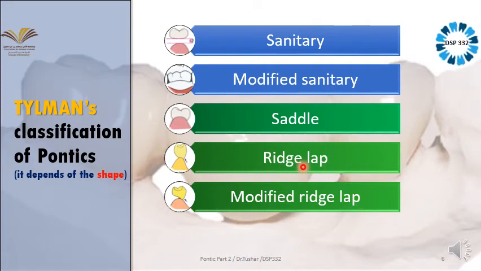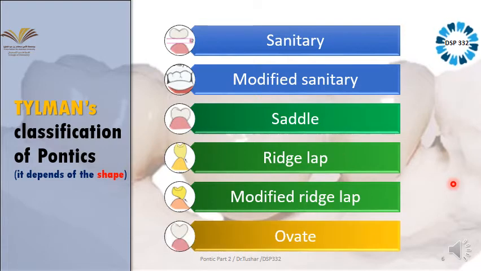After that, we have a little modification of the ridge lap type of pontic, and we call it a modified ridge lap. If you observe here, on this area there is some kind of modification. Here there is contact with the ridge on the palatal side, but here there is no contact with the ridge. I will let you know the drawbacks of this saddle pontic, then you will understand why we made these modifications. Then we have the ovate pontic. If you see the shape of this pontic, it looks like an ovate, which is why it is called an ovate type of pontic.